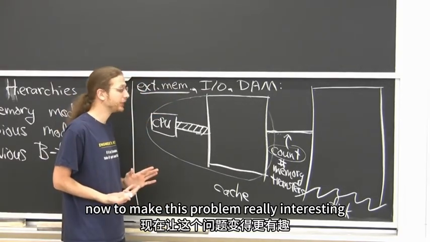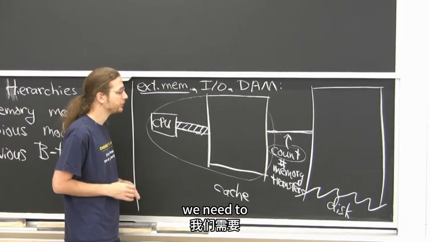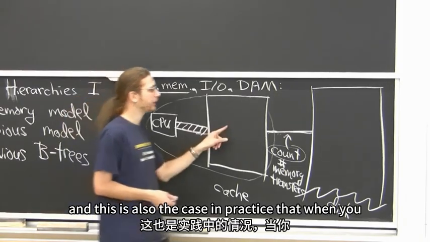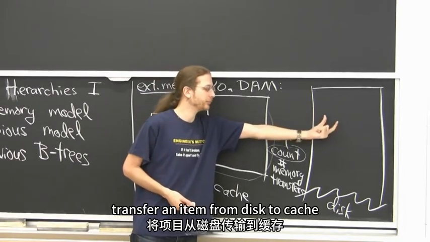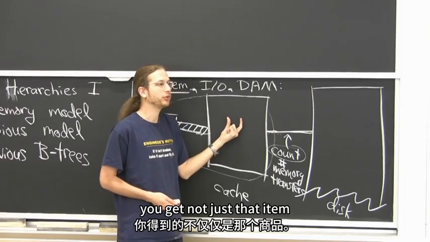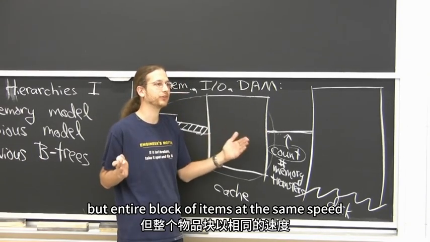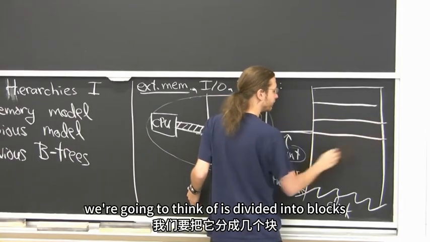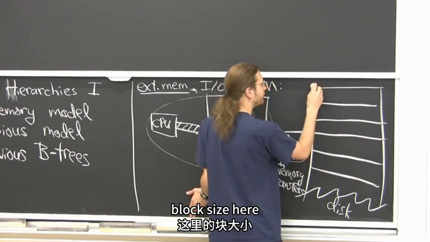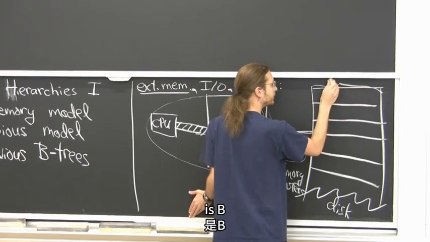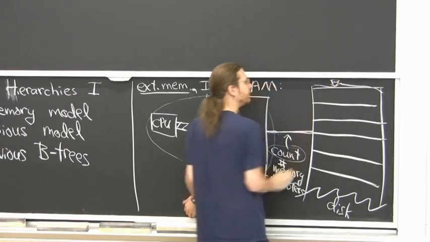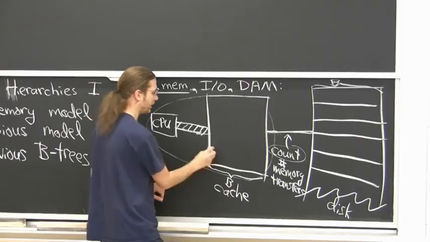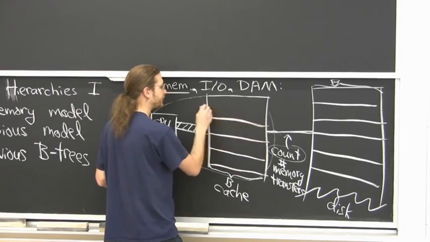Now, to make this problem really interesting, we need to add one more assumption, and this is also the case in practice, that when you transfer an item from disk to cache, you get not just that item, but an entire block of items at the same speed. So in fact, disk, we're going to think of as divided into blocks. Block size here is B, capital B. Also over here, caches are divided into blocks of size B, and we have a limited number of them.